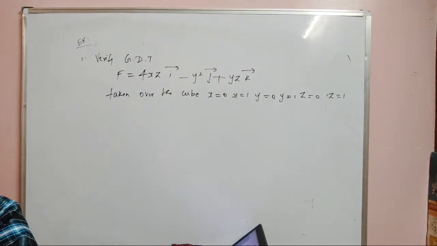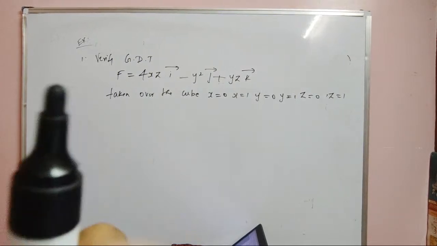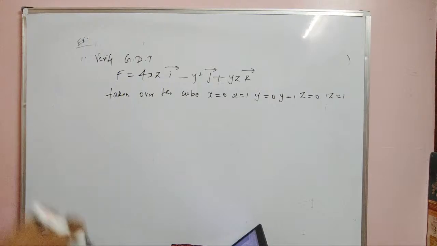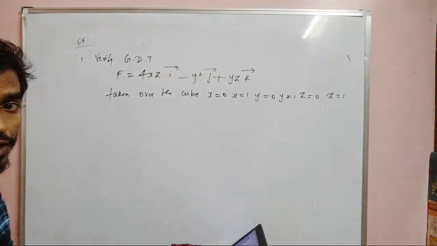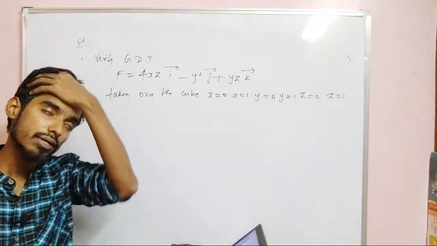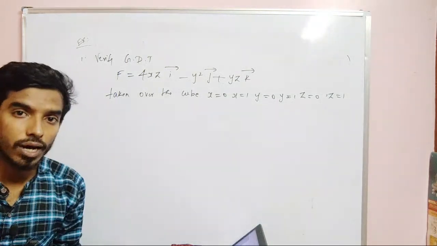You need to find the triple integral, and then you need to find the volume into surface integral. You need to find the triple integral over V of del dot F dV and the double integral over S of F dot n dS.